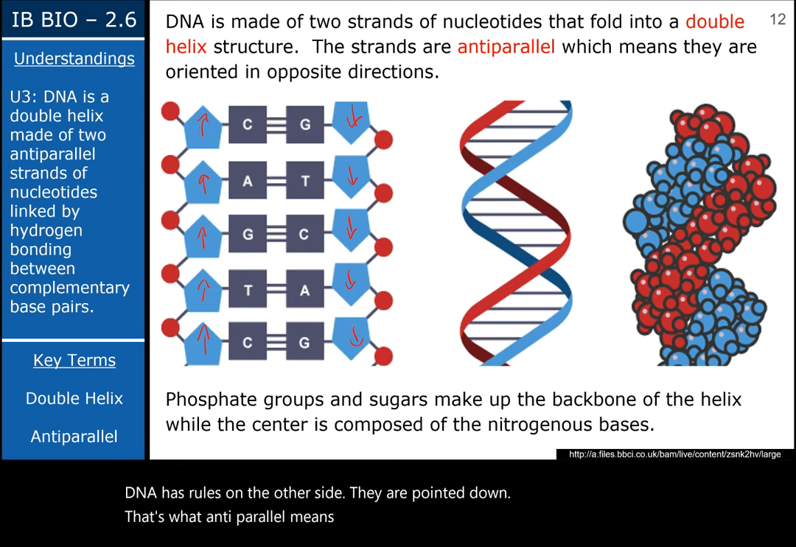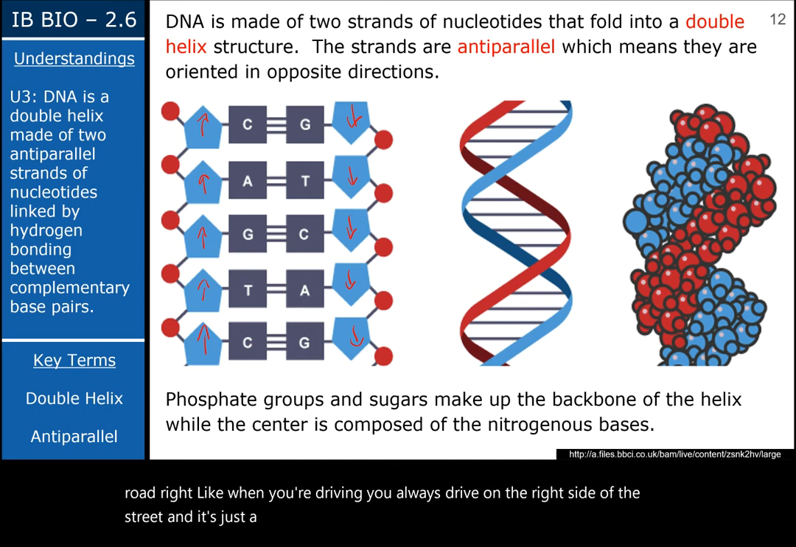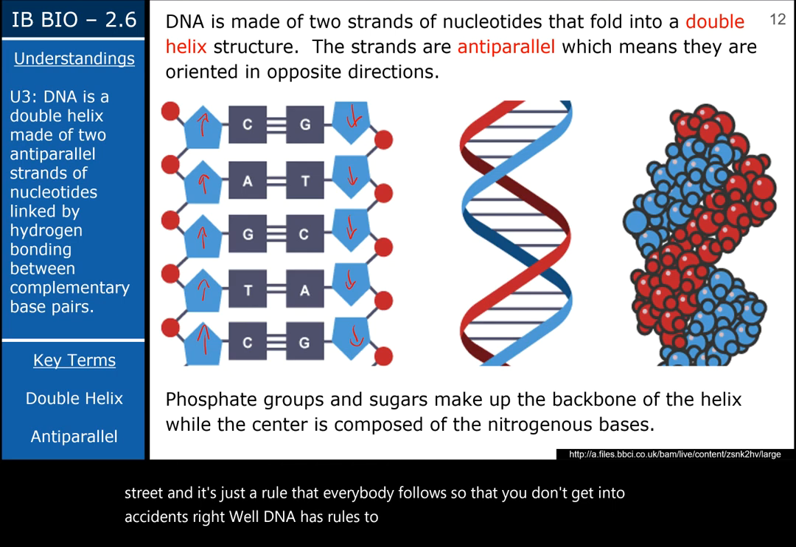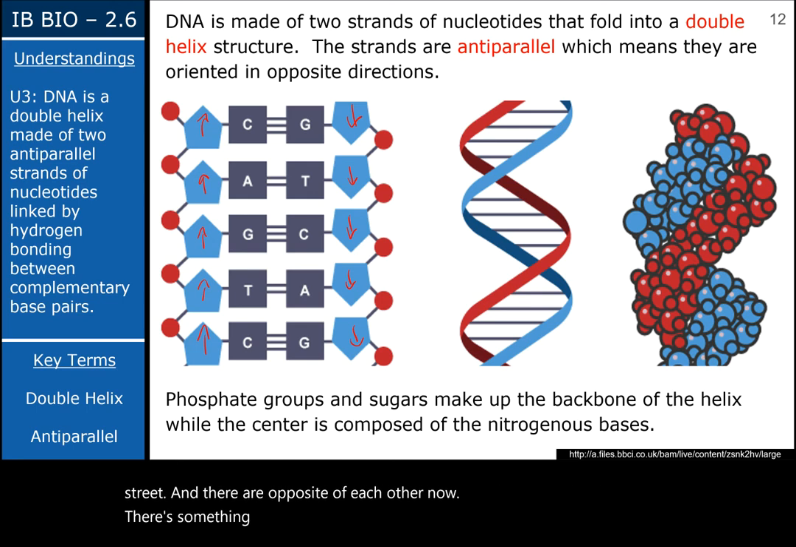You can think of it just like on a road, right? When you're driving, you always drive on the right side of the street. It's just a rule that everybody follows so that you don't get into accidents, right? Well, DNA has rules too. It has rules just like that, sides of the street, and they're opposite of each other. Now, there's something called 3 prime and 5 prime, and those are to indicate the directions in DNA.